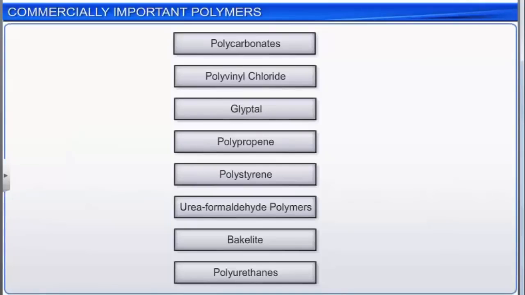Commercially important polymers include polycarbonates, polyvinyl chloride, glyptal, polypropylene, polystyrene, urea formaldehyde polymers, Bakelite, and polyurethanes. Let's look at each of these in turn.